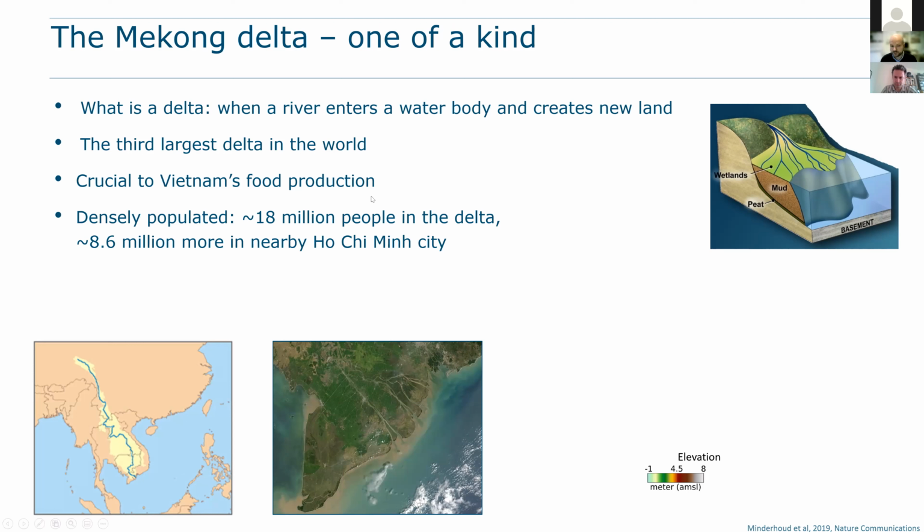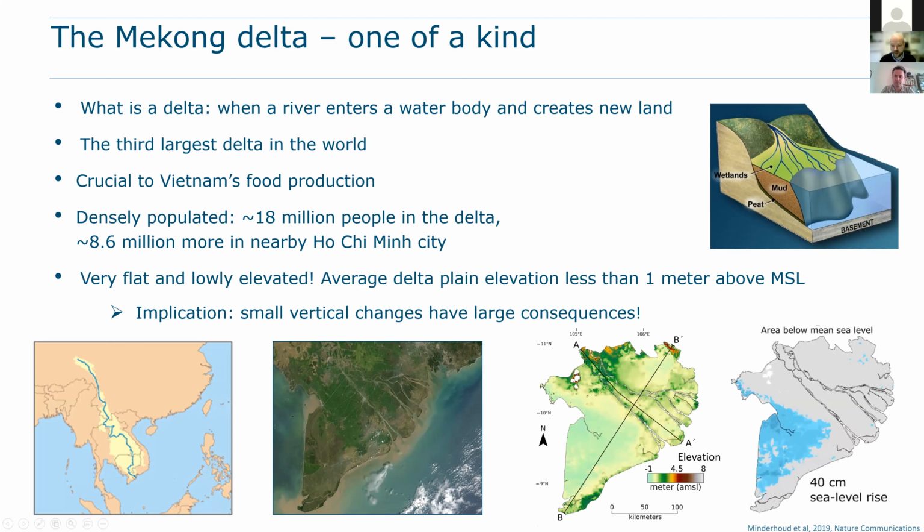And as we saw in the pictures before, it is very flat and also very low-lying with respect to sea level. The average elevation of the delta plain is actually less than 1 meter above mean sea level. This has very large implications, as you can imagine, because small changes in vertical elevation can have large consequences for large pieces of land. We see that on the right-hand side in this animation, where sea level rises with respect to the land level, and we see the amount of land that falls below this mean sea level.